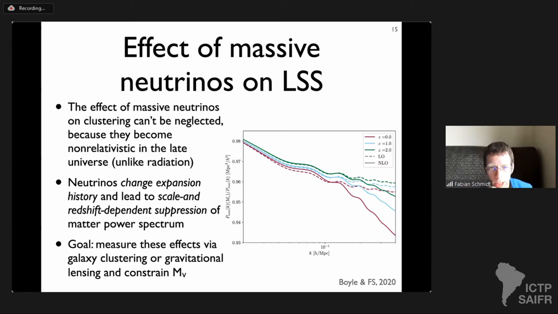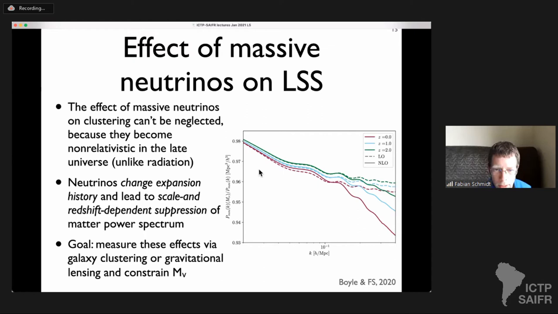So that changes the expansion history, because radiation has an equation of state of 1/3, right? Pressureless non-relativistic matter has 0. So neutrinos transition from 1/3 to 0, and that affects the expansion history. They also lead to a scale and redshift dependent suppression of the total power spectrum of clustering components. So I include them here in the matter. If you include them in the matter, then they lead to a suppression relative to the case where you had no massive neutrinos or just massless neutrinos.